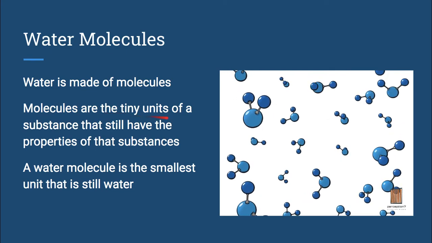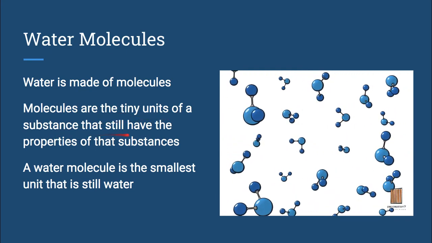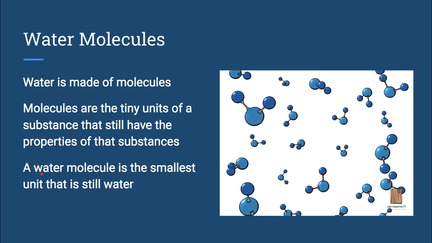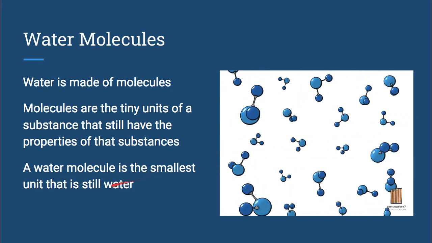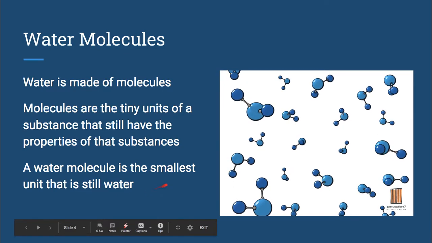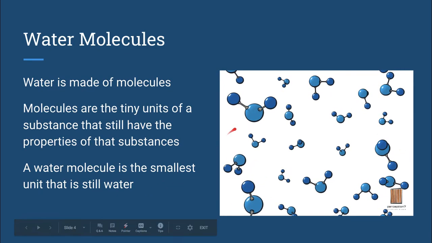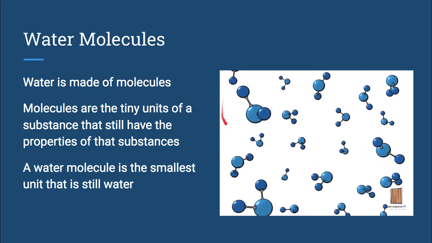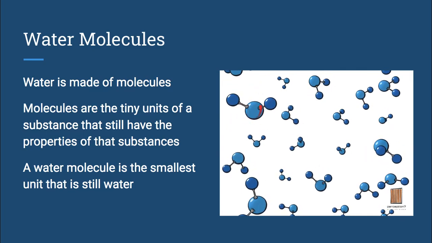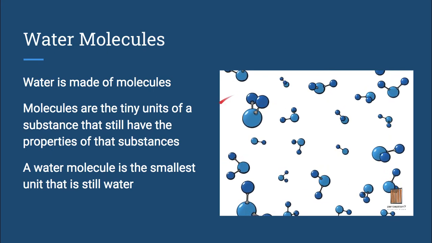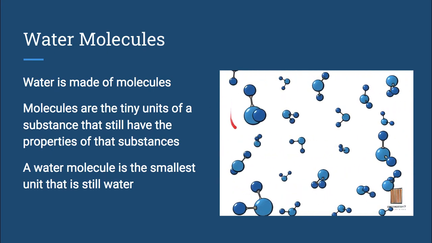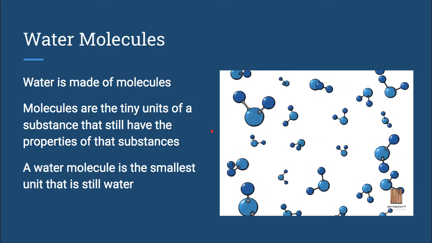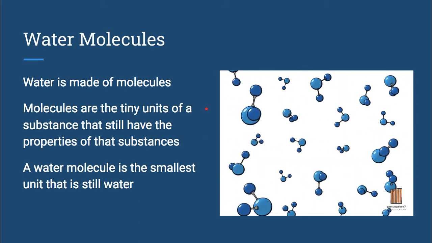Molecules are the tiny units of a substance that still have the properties of that substance. So a water molecule is the smallest unit that is still water. Now maybe you've heard of water referred to as H2O. Here you can actually see those H2s and the O. The O is this atom, and these are the two H's, H2O. This molecule is water. A whole bunch of molecules make that glass of water that you had to drink.